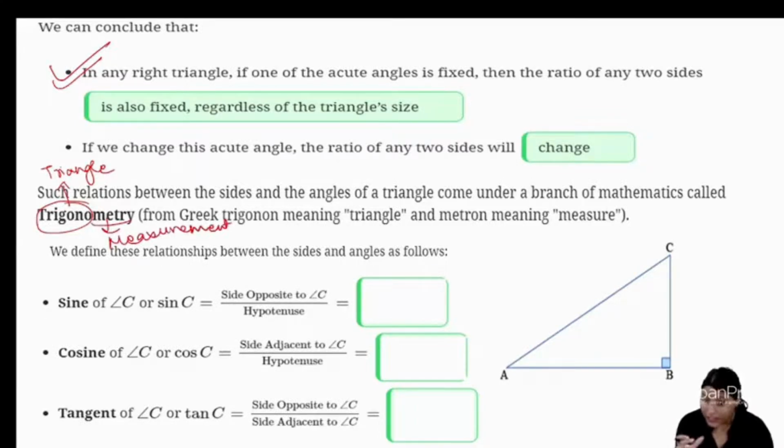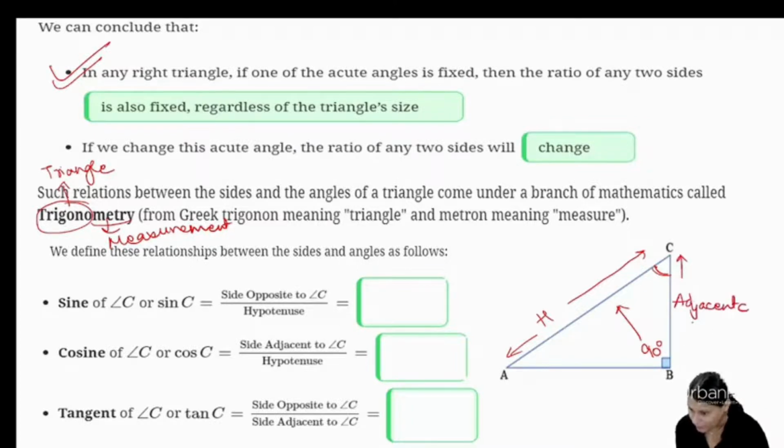Now we will define these relationships of sides and angles as follows. Here this is a right angle triangle, so this is 90 degree, and opposite to angle 90 degree is the hypotenuse. If we observe angle C, we can see angle C is touching the hypotenuse and side BC. So side BC will be called adjacent to angle C, and the opposite of angle C is AB. Now sine of angle C is opposite to angle C upon hypotenuse. So opposite is AB upon hypotenuse AC.